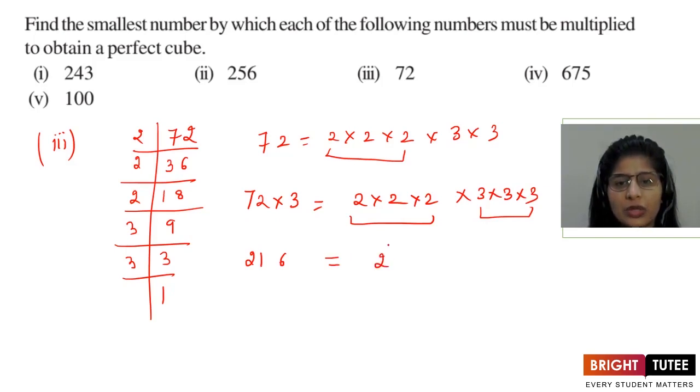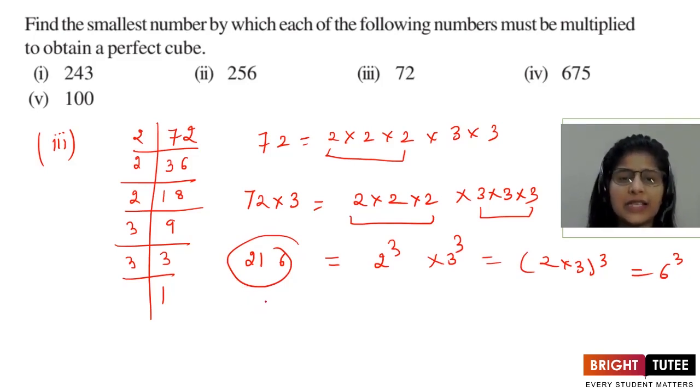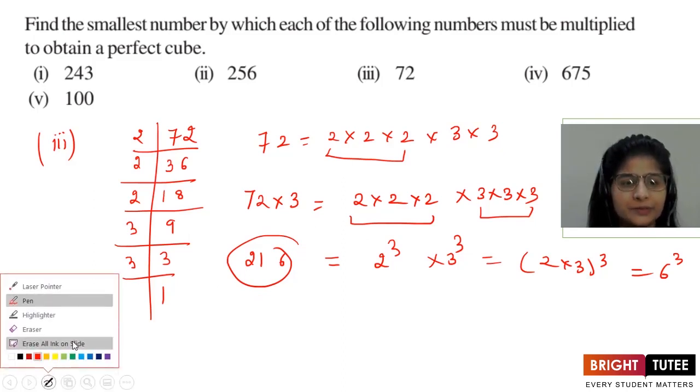So we are getting 2 to the power 3 into 3 to the power 3, that can be written as 2 cross 3 to the power 3, that is 6 to the power 3. So we see 216 is a perfect cube and it is a cube of 6. So what is the answer, that what should we multiply 72 with? 72 should be multiplied with 3 and it will become a perfect cube. Clear? Let's now discuss the fourth part.